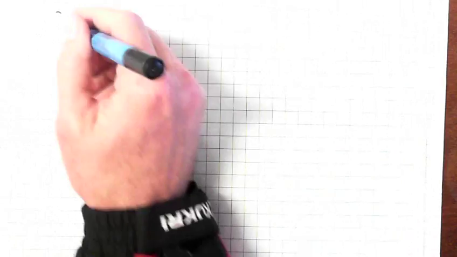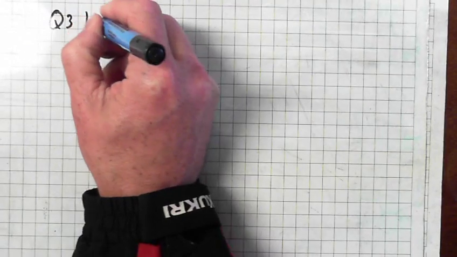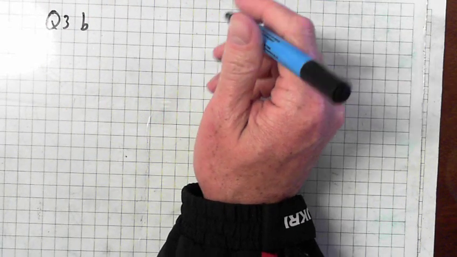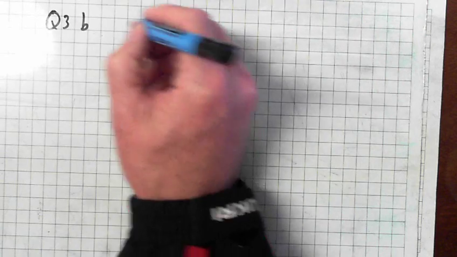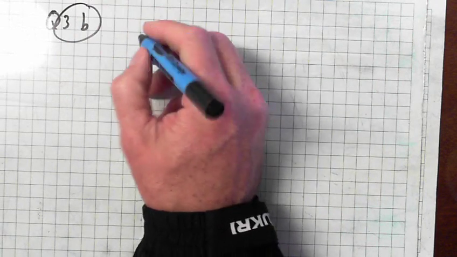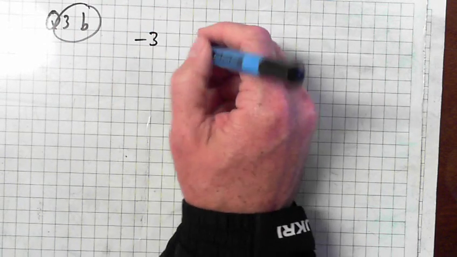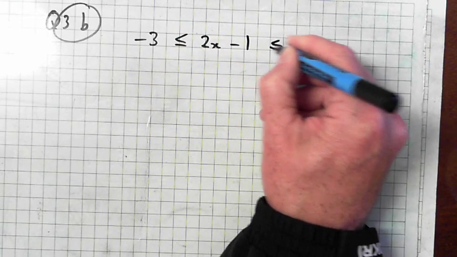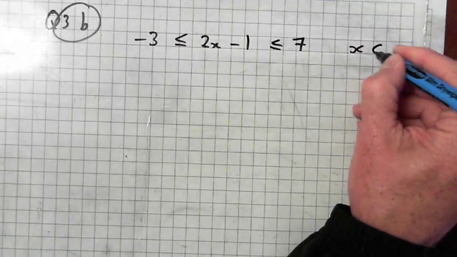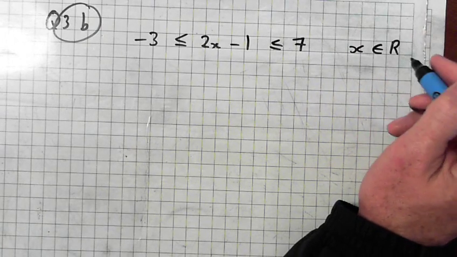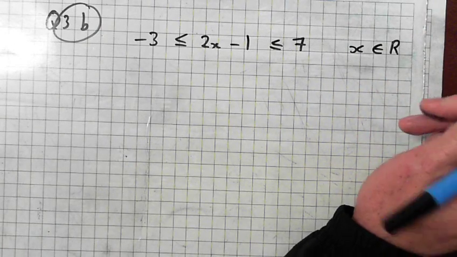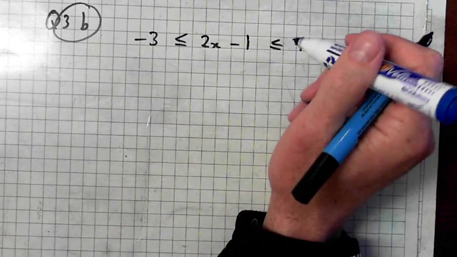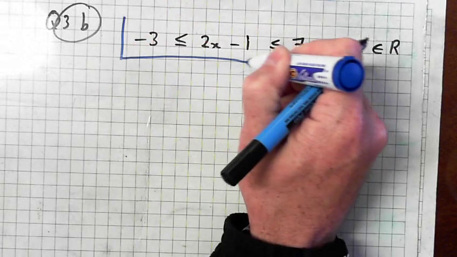Alright, question 3, part B. Show on the number line the range of values for this. So we've done these recently. So minus 3, smaller than or equal to. x is an element of R, so we'll be drawing thick black lines. So this is the one we're practicing. This is the one you need to practice tonight, especially. Inequalities. Alright.